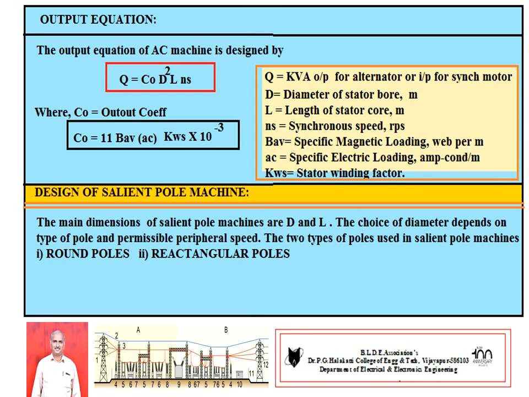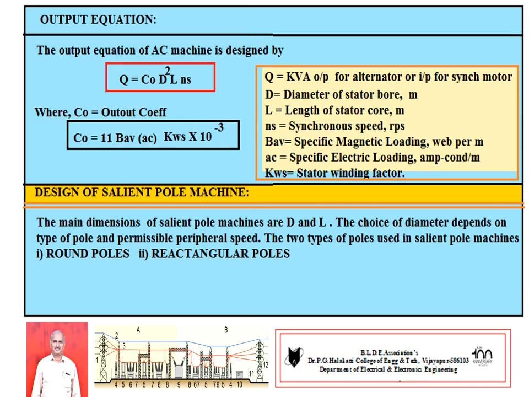Next very important concept, output equation. Already we derived the output equation for induction motor. The output equation for induction motor and the output equation for synchronous machine remain the same, because both are AC machines. If the question comes in this model, derive the output equation of synchronous machine, it means you derive the equation of the same induction motor.